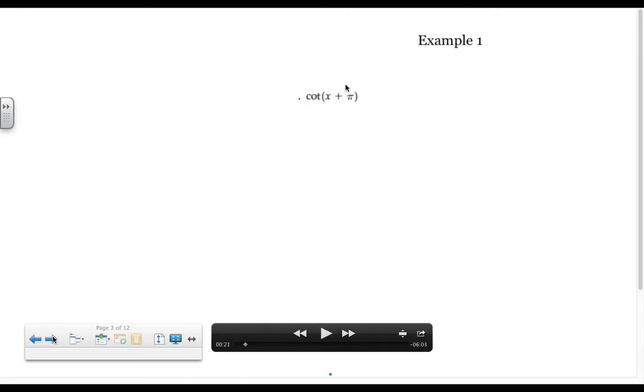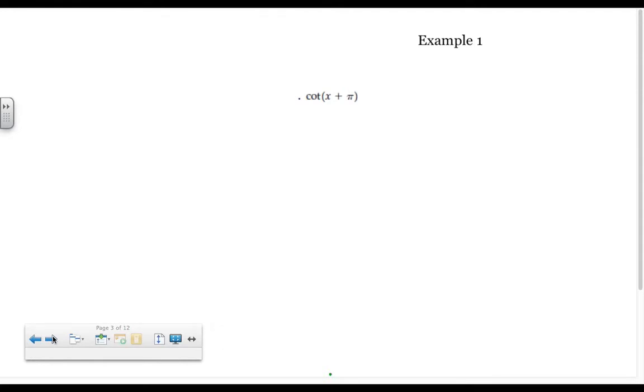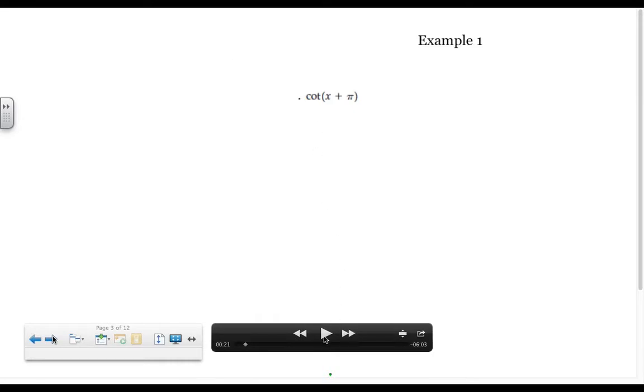So I have this problem here, cotangent of x plus pi, and I want to be able to simplify it. Okay? I don't know what x is, and I can't just do cotangent of pi. It doesn't work like that. So I have to use my rules to simplify this. So let's look at how we do that.